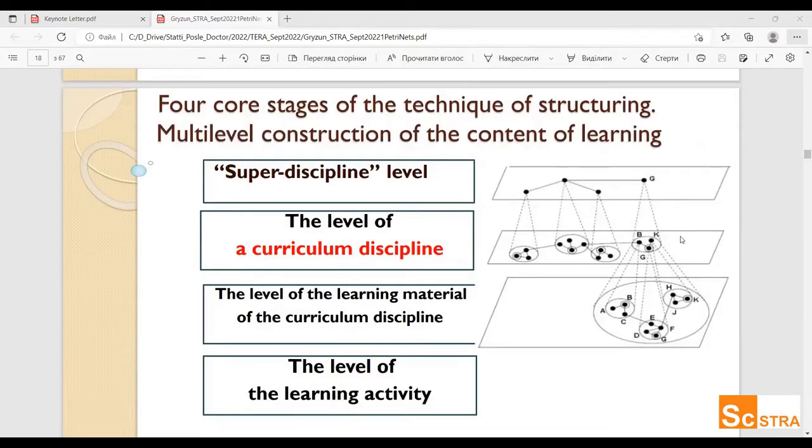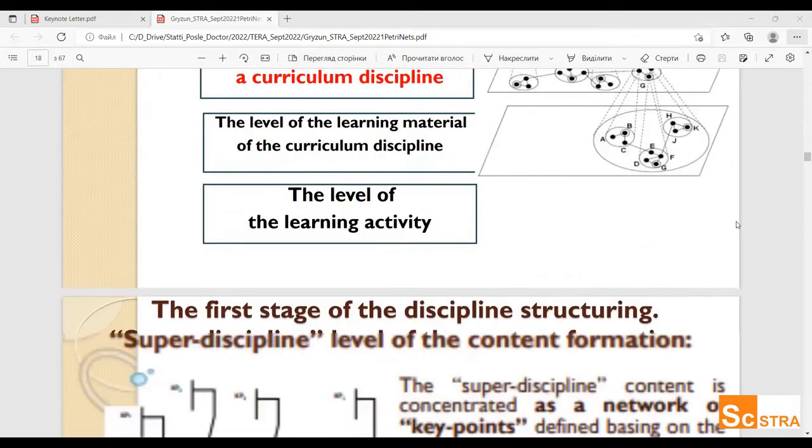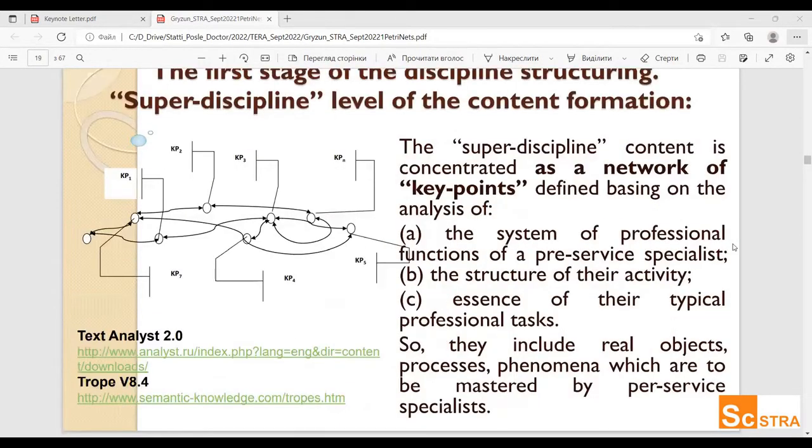Multi-level construction of the content of learning covers four core stages: the so-called super-discipline level, the level of curriculum discipline, the level of learning material of the curriculum discipline, and the level of learning activity, when the educational content is implemented into the activity. So at the first stage of the discipline structure, the so-called super-discipline content is concentrated as a network of key points defined based on the analysis of the system of professional functions, the structure of the activity, and the essence of typical professional tasks. So they include real objects, processes, and phenomena which are to be mastered by pre-service specialists.